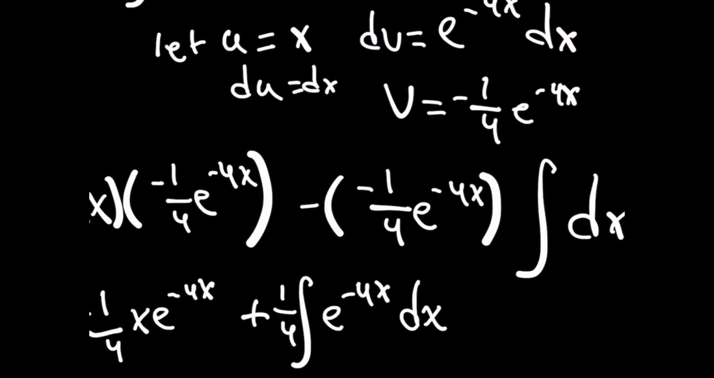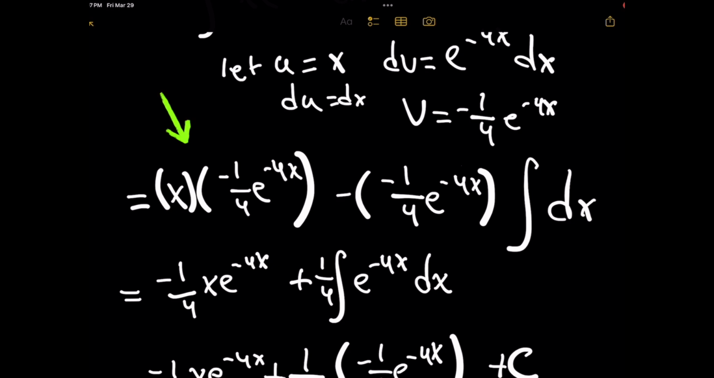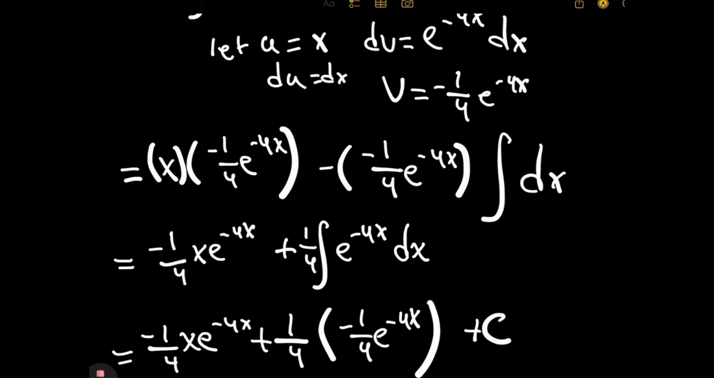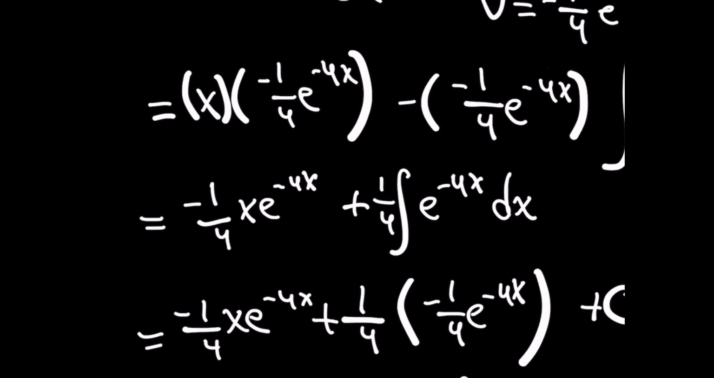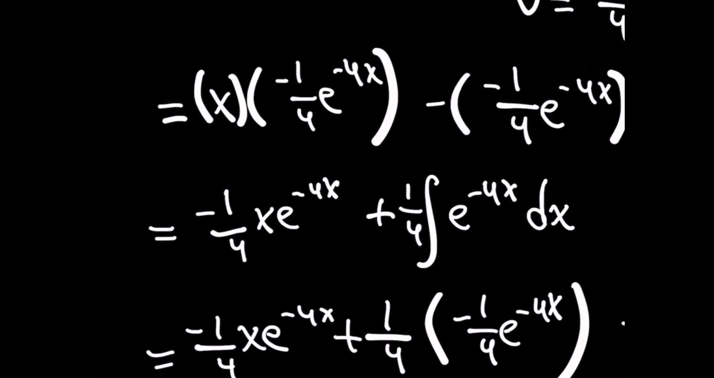And if you remember, for integration by parts, we do uv, which will be the u term, which is x, times the v term, negative 1/4 e to the negative 4x, minus v, which I put in parentheses to make sure my order of operations will be correct. This v is again negative 1/4 e to the negative 4x, times the integral of du, which is simply dx here. And when we distribute everything through, you're going to find that we're once again taking the integral here of e to the negative 4x dx after we factor out that 1/4.